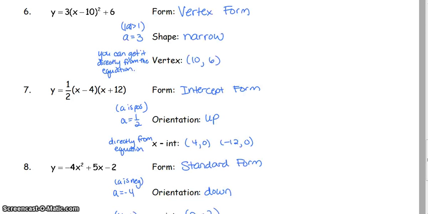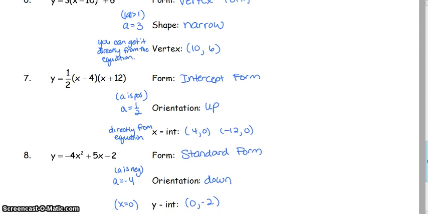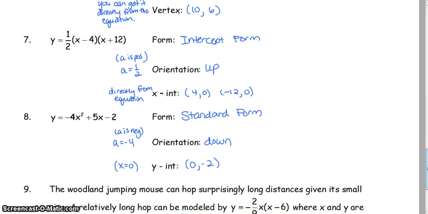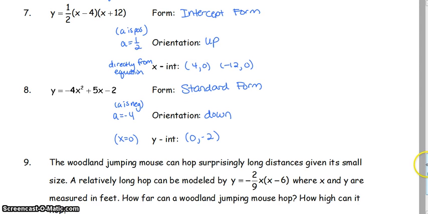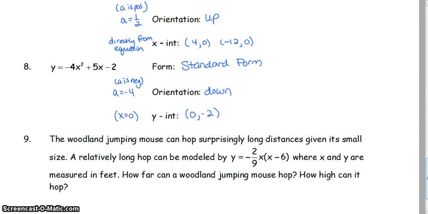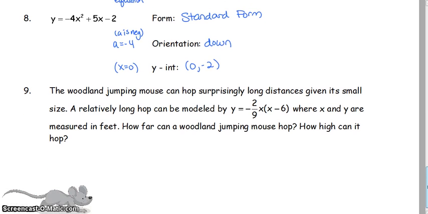Alright, go ahead and check all of your information. First one, vertex form, and because a is greater than 1, it's narrow, and you can grab the vertex directly from the equation. For the second one, it's in intercept form. Since a is positive, it's going up, and from the equation you can find those intercepts of (4, 0) and (-12, 0). And last, it's in standard form. A is negative, so it's going to go down. We plug in 0 for x, and we find our y-intercept at (0, -2).